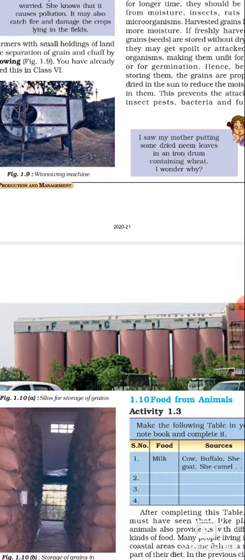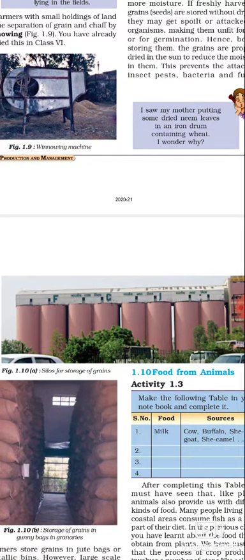If you want to store food grains at home, then what you can do? Have you heard about the neem leaves? Yes. So what you can do, you can put the dried neem in the vessels that contain grains. So for storing large quantities of grain in big godowns.